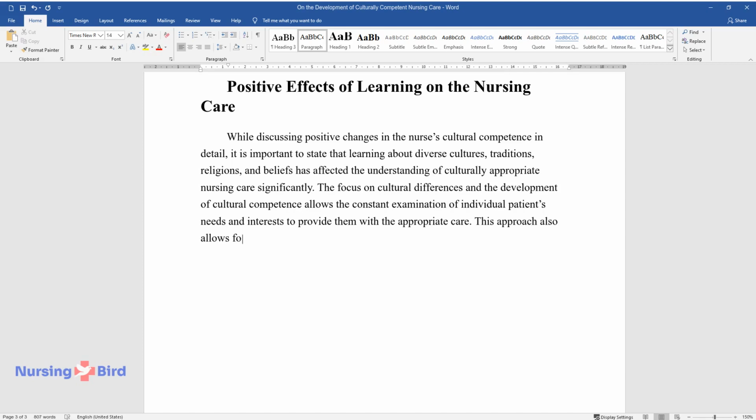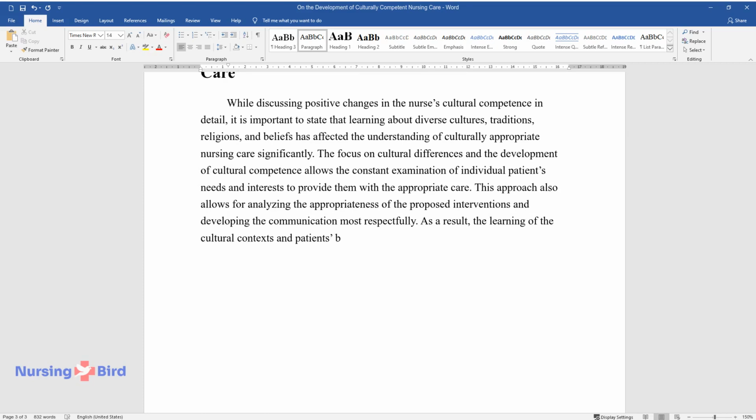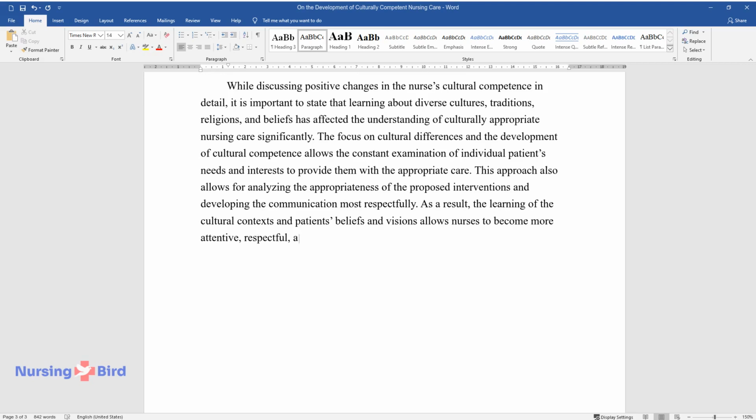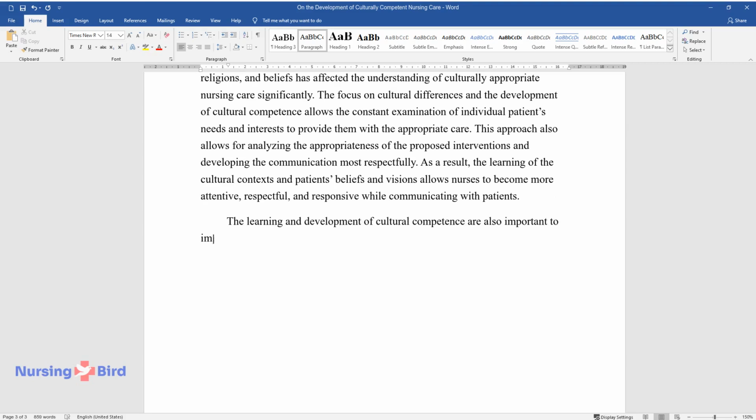This approach also allows for analyzing the appropriateness of the proposed interventions and developing the communication most respectfully. As a result, the learning of the cultural contexts and patients' beliefs and visions allows nurses to become more attentive, respectful, and responsive while communicating with patients. The learning and development of cultural competence are also important to improve the daily provision of nursing care.